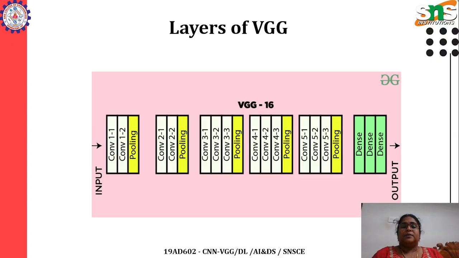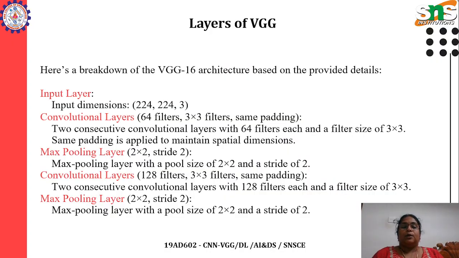I'll be explaining the layers of VGG. Here is the breakdown of the VGG16 architecture based on the provided detail. It has the input layer. The input dimension is 224 x 224 x 3.